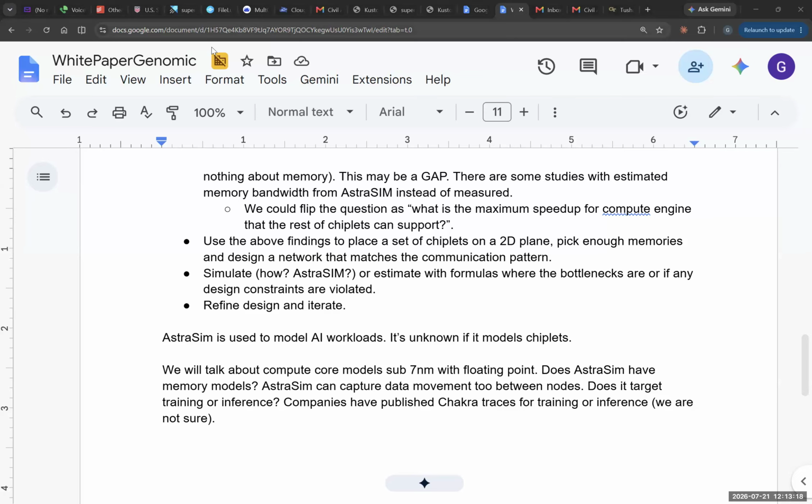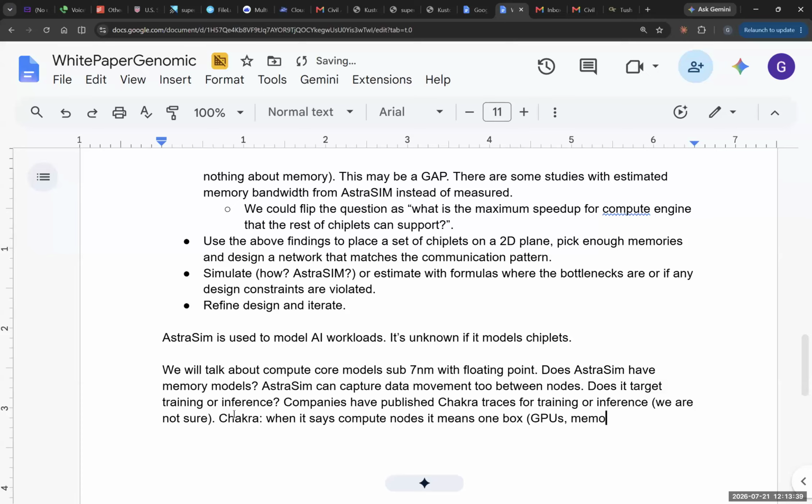Let me clarify. When Chakra says a compute node, think of it, as far as I know, as one box, which includes all the GPUs and memories and things like that. That I'm sure. But whether it goes deeper, I don't think so. Meaning to observe what data goes between the GPU and the memory, I don't think so. That data is generally not published by NVIDIA. You cannot see it.